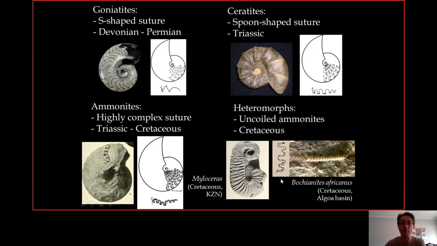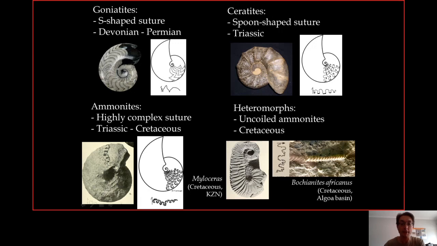If the suture line is simple, it's a nautiloid. And if the shell is straight, it's an orthocere or orthocerid. And if the shell is coiled, it's a nautilid. And if you have a complex suture, it's an ammonite. And depending on the complexity, it can be a primitive ammonite like a goniatite, or a more derived ammonite, a proper ammonite with a complex suture line.